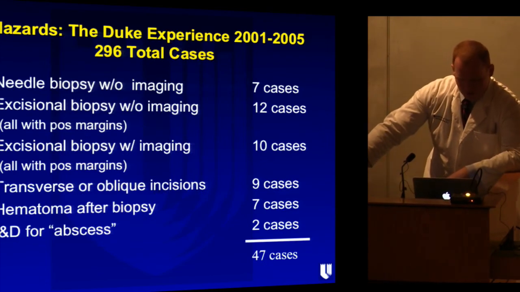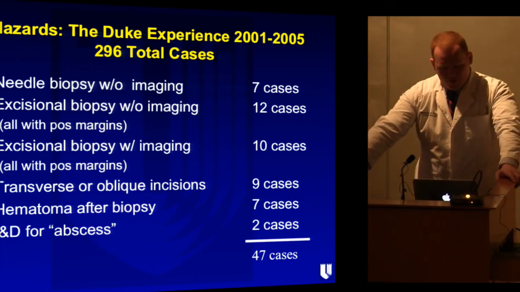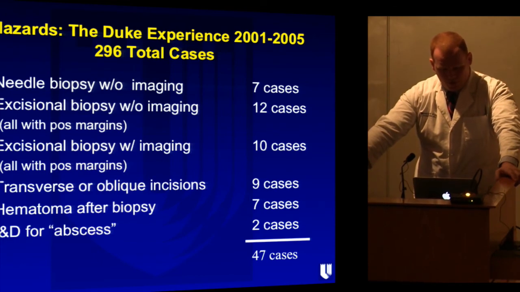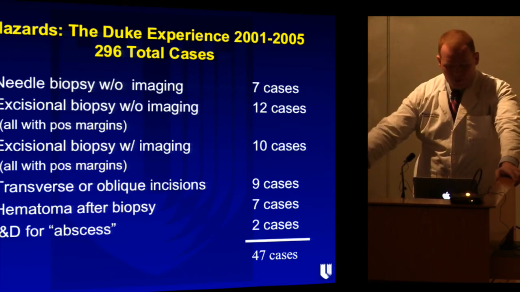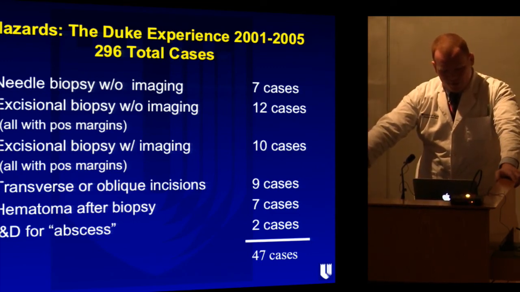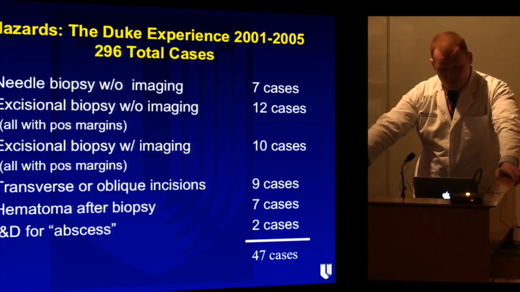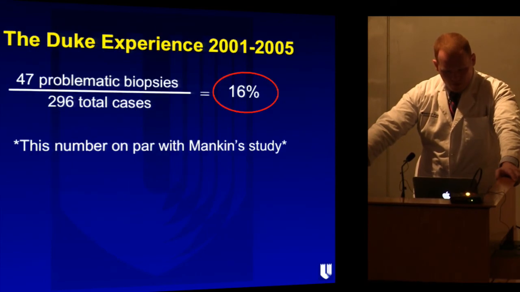Here at Duke, data was collected back in the early 2000s on all the biopsies performed. 296 cases were evaluated and 47 complications were reported, including 7 needle biopsies with no imaging beforehand, 12 excisional biopsies with no imaging, all of which exhibited positive margins, 10 cases of excisional biopsies with imaging that exhibited positive margins, and 9 cases of transverse or oblique excisions. There were also 7 cases of post-op hematoma and 2 cases of I&D performed for formation of an abscess. Doing the math, we can see that it resulted in about a 16% complication rate with biopsies during this time.